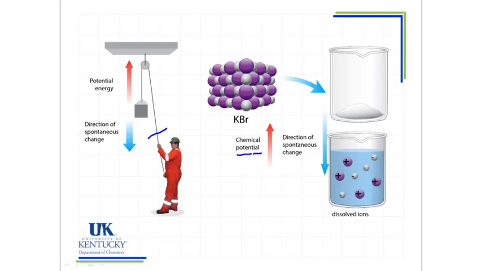A similar argument can be made for a chemical compound. It has chemical potential. The bonds that are holding the atoms together have potential energy stored in them. As we add this KBr salt to water, what we see is that there is a spontaneous change. We go from the ions being attracted to one another in this compound, to having the ions separated from one another. There are more ways to arrange the ions in the aqueous solution than there are in the solid crystal. Therefore, we're increasing the entropy, we're increasing this disorder, and that is the direction of spontaneous change, going from the ionic salt to the aqueous dissolved ions.